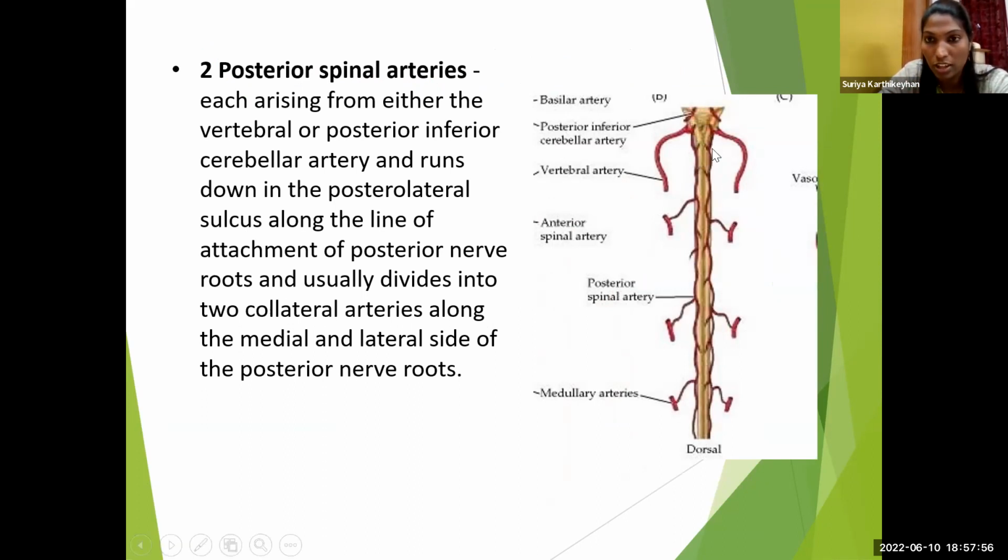These two posterior spinal arteries run laterally along the posterolateral sulcus and supply the posterior part of the spinal cord. So the important blood supply is one by the anterior spinal artery and second by the posterior spinal artery. We have only one anterior spinal and two posterior spinal arteries. Anterior spinal is a branch from the vertebral artery. Posterior spinal can be a branch from PICA, or either way it can be a branch from the vertebral artery. Okay, so these are the two important blood supplies.